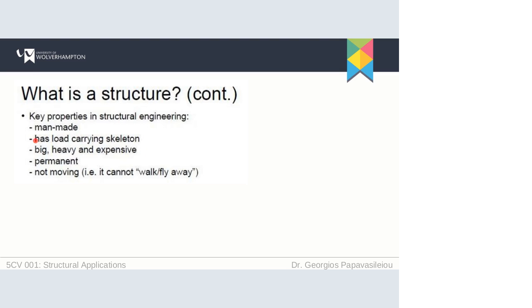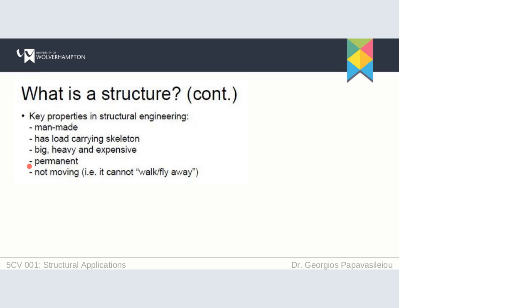Now, when we refer to a structure in structural engineering, of course, it has to be something man-made. It is not something natural. We would be using a different term for that anyway. It should have a load-bearing mechanism. So there are various ways for structures to receive the loads and transfer them safely to the ground. Regardless of the structural system, it should have a way to receive and transfer the loads safely.